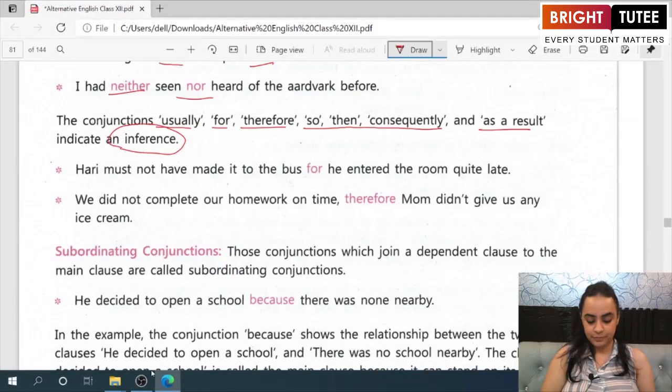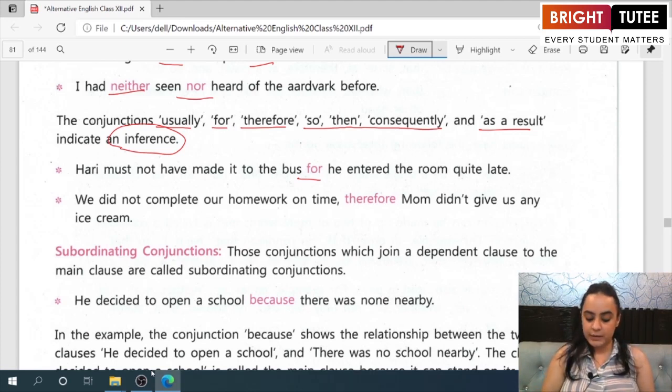For example, Hari must not have made it to the bus, for he entered the room quite late. So what was the reason that Hari could not catch the bus on time? Because he entered the room late. So this is your inference. This is what you have made out of Hari coming late: he must have missed the bus.